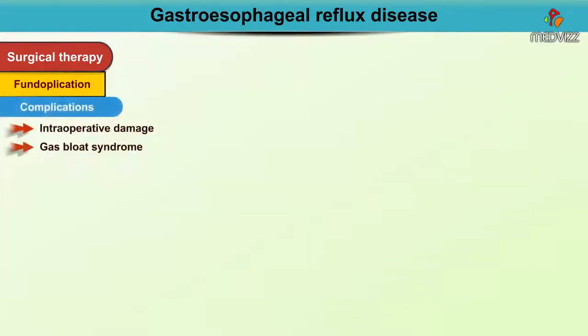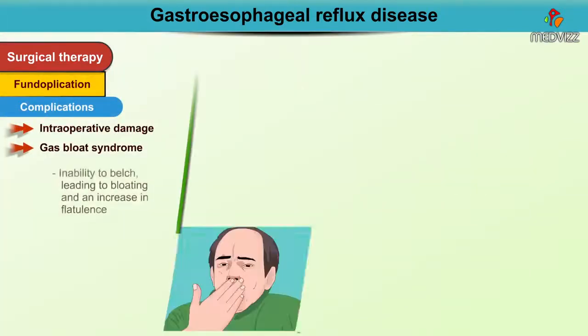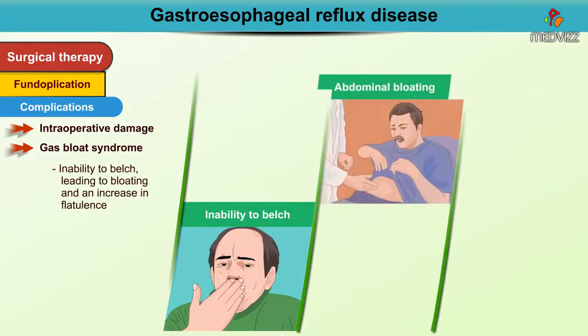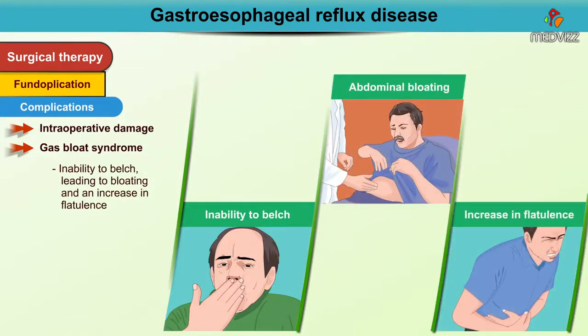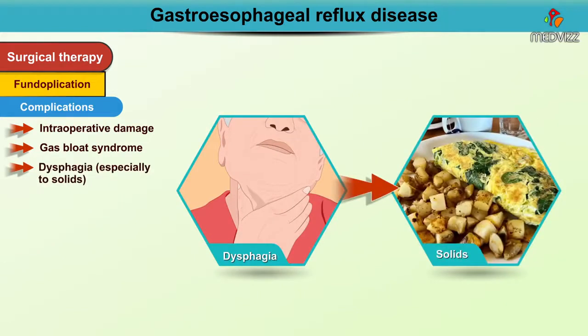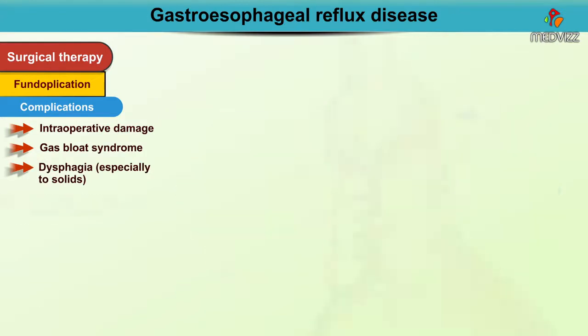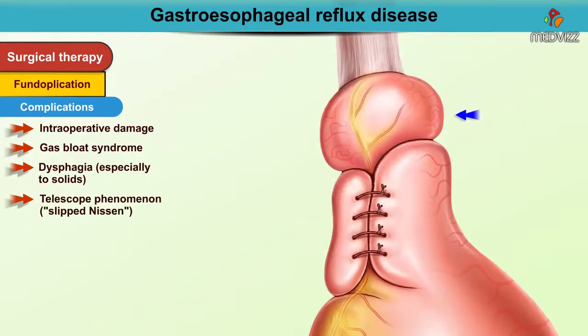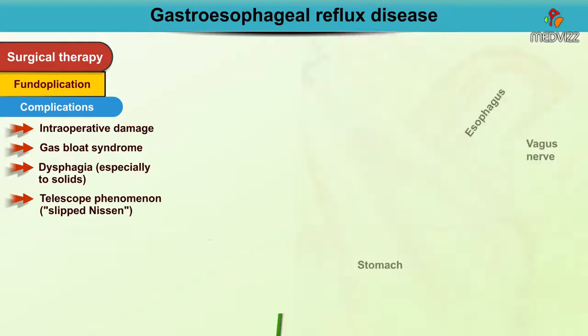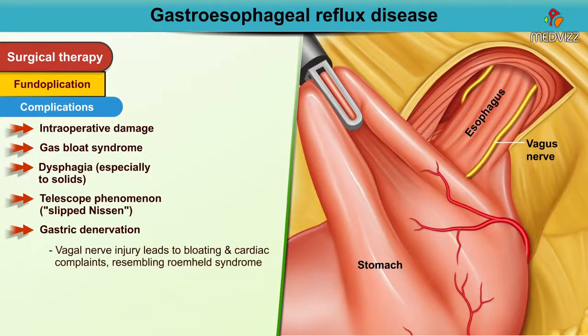Another important complication is gas bloat syndrome, which is the inability to belch, leading to bloating and an increase in flatulence. Dysphagia, especially to solids, can also be seen in patients undergoing fundoplications. Telescopic phenomenon, otherwise termed as slipped Nissen's fundoplication, is wherein the esophagus slides out of the wrapped stomach portion. Gastric denervation, wherein vagal nerve injury leads to bloating, and cardiac complaints resembling Roemheld syndrome can also be seen in patients undergoing fundoplications.